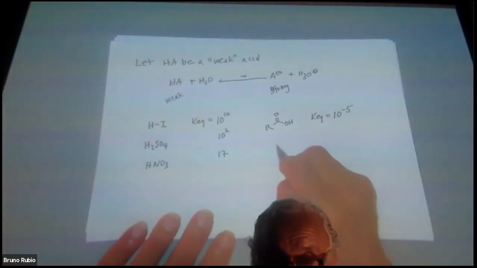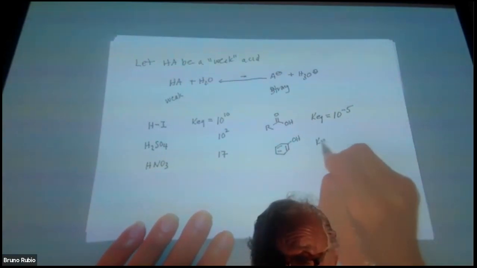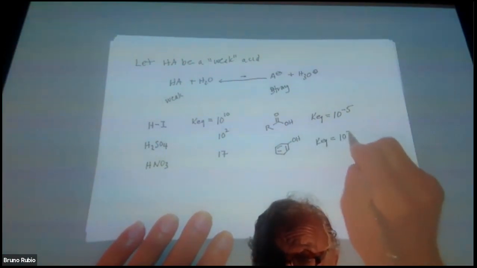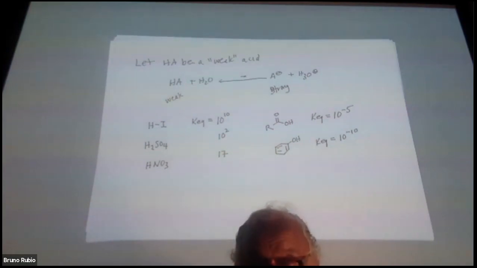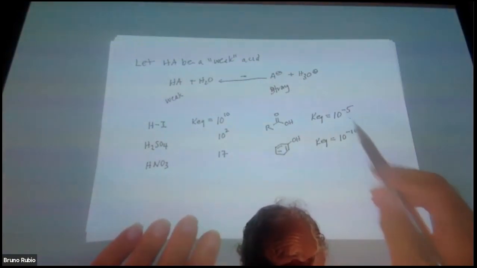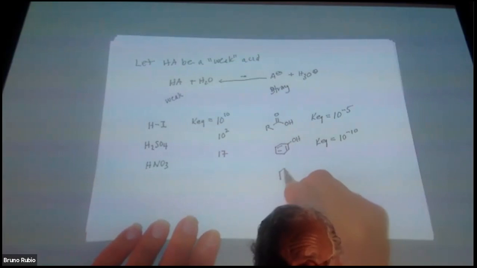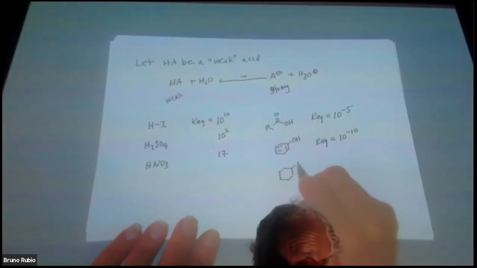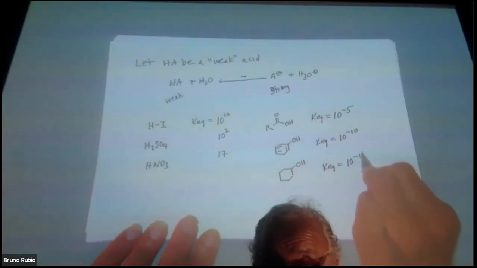So when we get to something like phenol, well, that's also acidic. Its equilibrium constant is now 10 to the minus 10. So when we think of the totality of all kinds of organic and inorganic compounds, it's still considered a weak acid, and it's about 5 orders of magnitude weaker than a carboxylic acid. When we go to a regular alcohol, the equilibrium constant here will be about 10 to the minus 17.